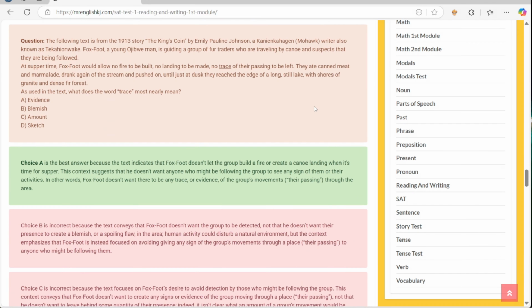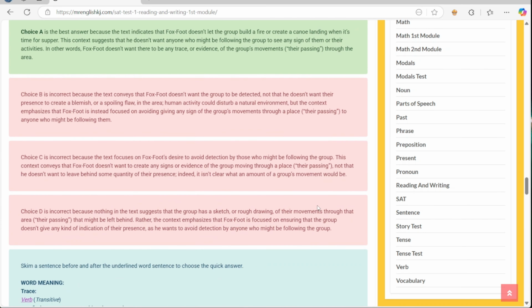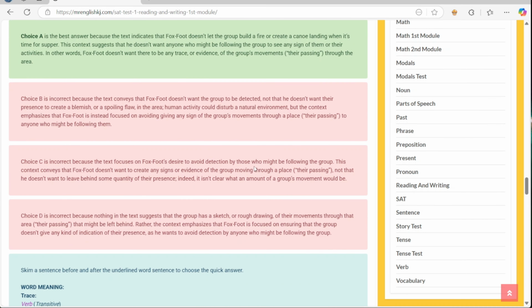When you scroll down, you can see the correct answer, incorrect answers, and their explanation. All explanations you can see in detail. You can read that from my website. The link is in the description. You just need to click it. The test will pop up. Everything will pop up that you are seeing on your screen right now.